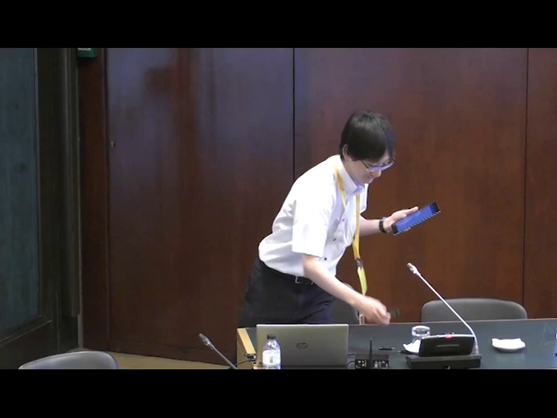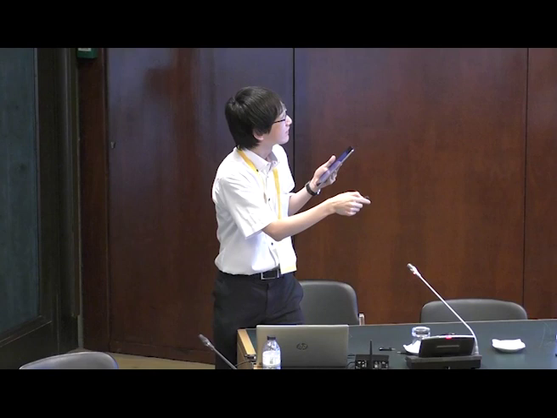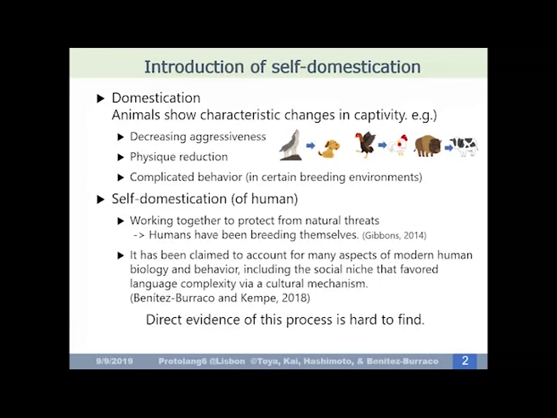physical reduction and complicated behavior in certain breeding environments. Self-domestication means humans have been breeding themselves through working together to protect from natural threats. It has been claimed to account for many aspects of modern human biology and behavior, including the social niche that favored language complexity via a cultural mechanism. However, direct evidence of this process is hard to find because it is a biological version of human uniqueness.